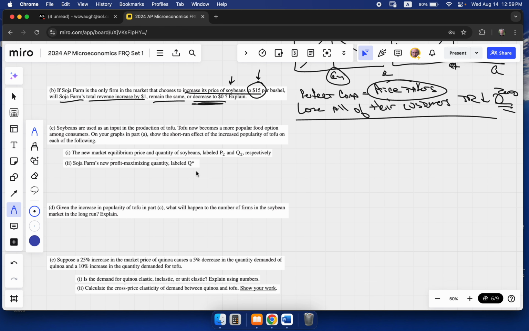Let's look at C. Soybeans are used as an input in the production of tofu. Tofu now becomes more popular.